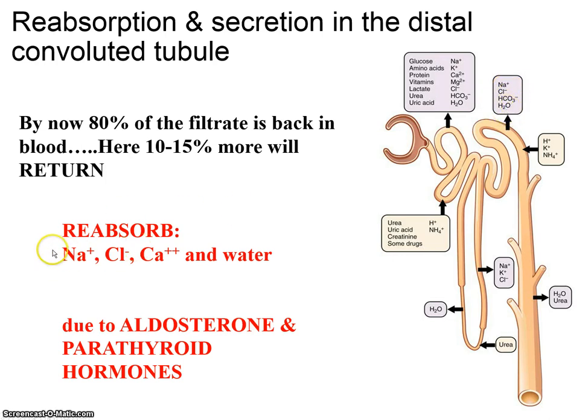So here in the distal convoluted tubule, we reabsorb sodium, chloride, calcium, and water. And these would vary. Again, if you had an excess of calcium already in the body, you wouldn't here. So these would be controlled, yes, by hormones. And that's what I say here.